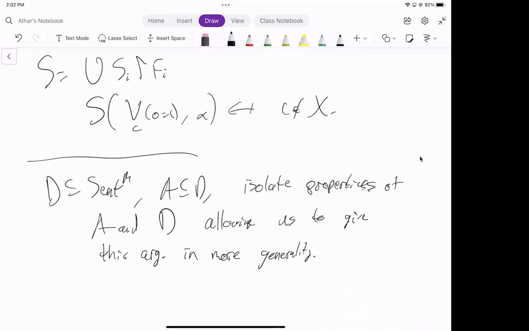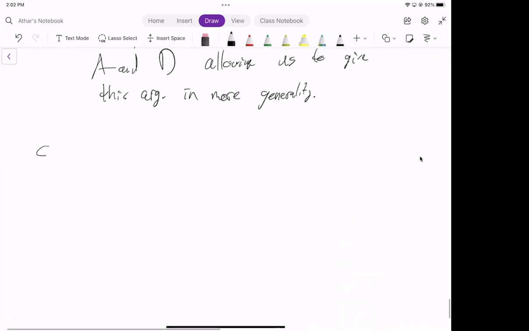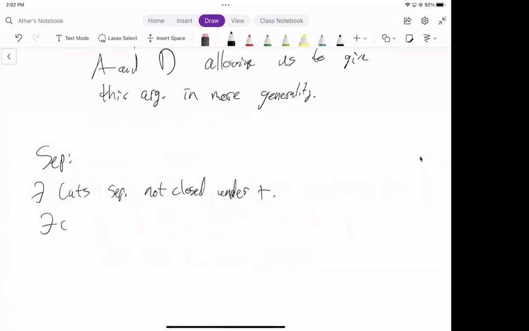I'll say again, there's much more to say. There's, again, just on separability, like I said, there are cuts that are not separable. There are cuts that are separable, that are not. There exist cuts that are separable but not closed under addition. There are cuts that are separable and closed under addition, but not multiplication.